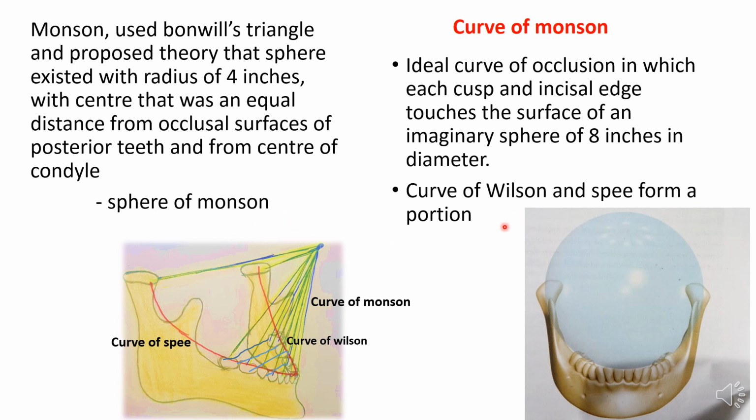Now the curve of Wilson and curve of Spee will form a portion of this curve of Monson too, because if it has to form a sphere, you can see this is the sphere. If you consider this as a sphere, then there is the curve of Spee and also the curve of Wilson, isn't it? So it incorporates both the curve of Wilson and the curve of Spee into the curve of Monson.